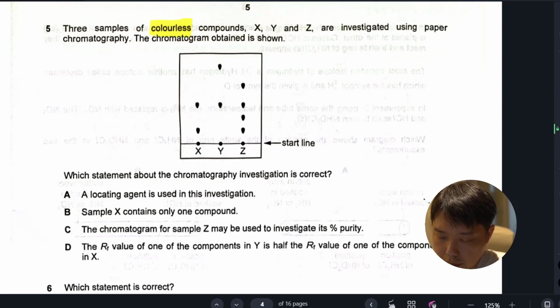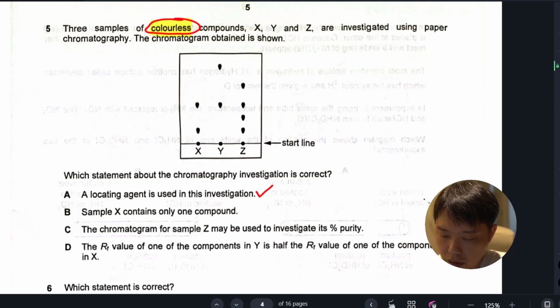So we have 3 samples of colorless compounds X, Y, and Z, which are investigated using paper chromatography. Okay, so we have this chromatogram with a start line. Which statement about this investigation is correct? Locating agent is used. Actually, yes, this is going to be true because they are colorless. You will need a locating agent, okay, to identify all these spots that you see on the paper chromatogram.